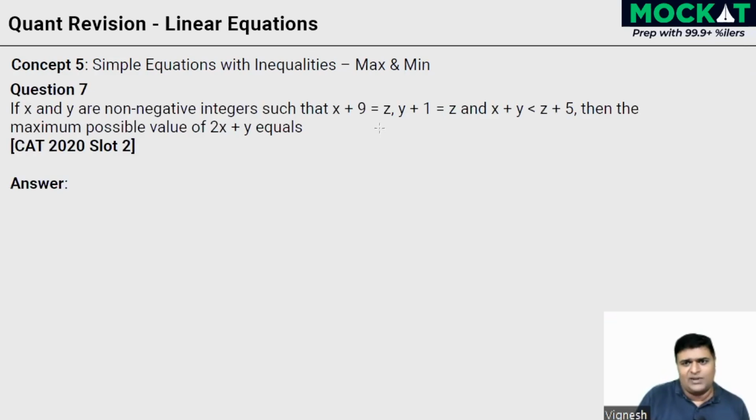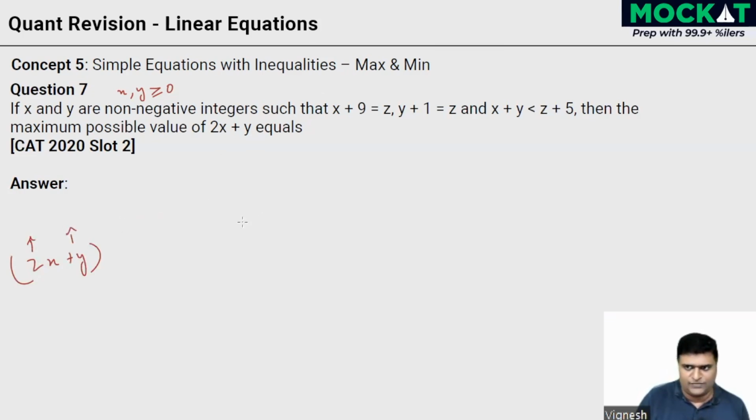So what do we have? X and Y are non-negative integers. That means x, y are greater than or equal to 0. It cannot be negative, it can be 0 or more. We need to be very clear with these terms. Such that x plus 9 equals z, y plus 1 equals z, and x plus y is less than z plus 5. Then the maximum possible value of 2x plus y. I have to maximize 2x plus y, so simple maximum minimum. If I have to maximize 2x plus y, I have to maximize 2x and y, right?